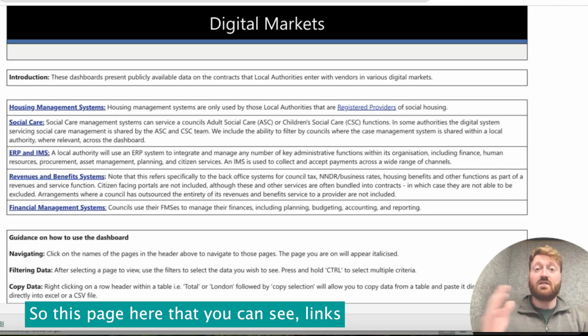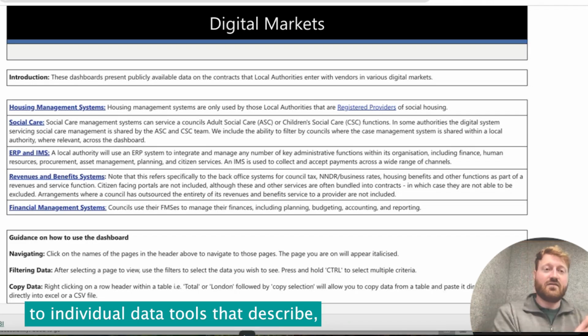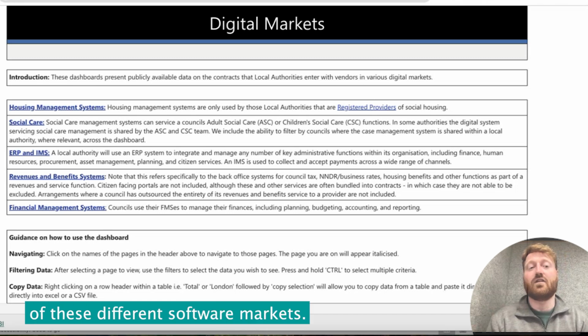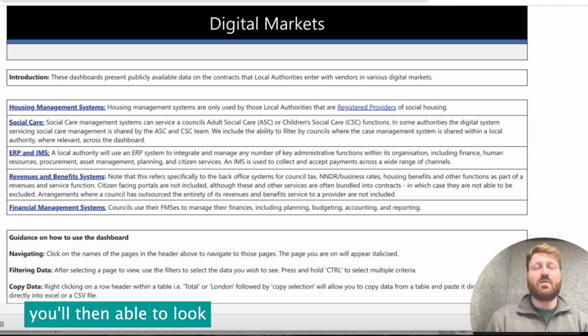So this page here that you can see links to individual data tools that describe the current state of these different software markets. If you click through to each of them, you're then able to look at the individual pages and the data beneath them.